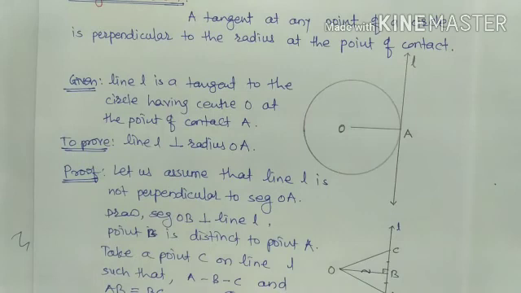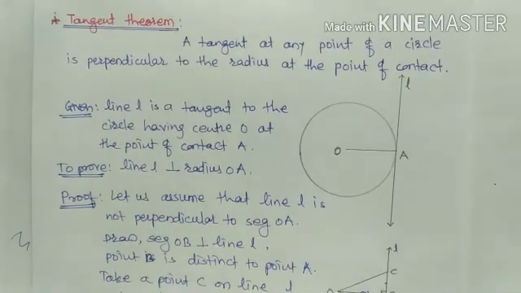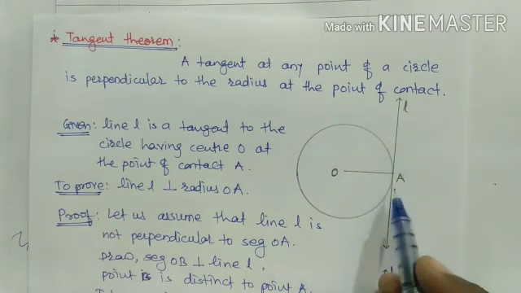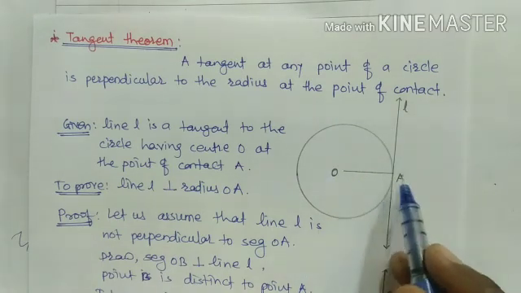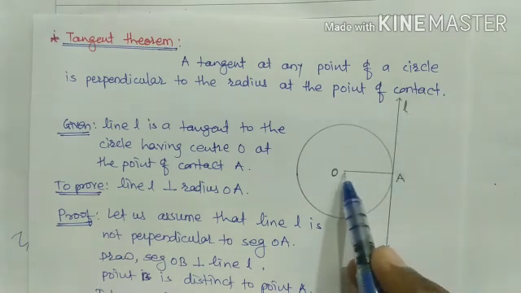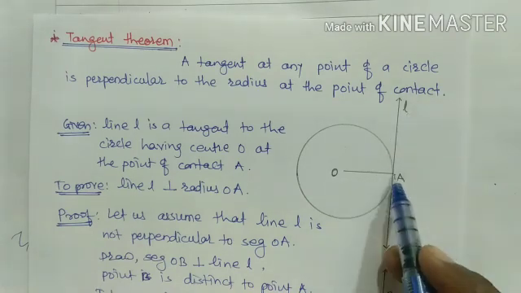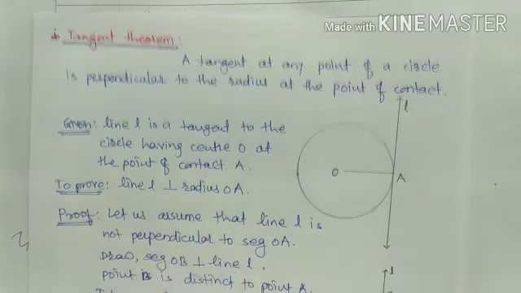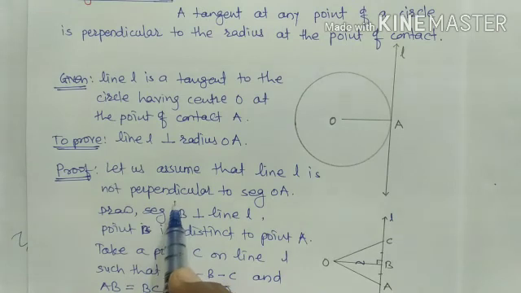Let me tell you once more. Here we use the indirect method to prove this theorem. What does the theorem say? Tangent at any point of a circle is perpendicular to the radius at the point of contact. It means that here we have to prove that line L is perpendicular to segment OA at point A, because A is the point of contact. Here we write given and to prove, and we prove it using the indirect method.